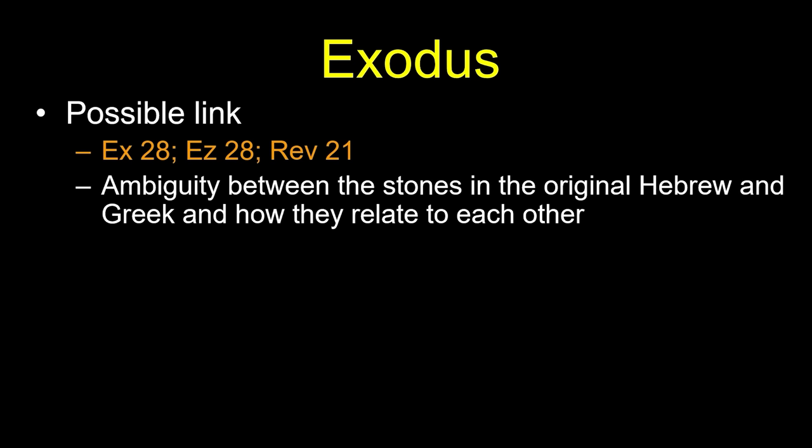And if there's a link there, and I believe there is, at the same time I have found suspect some of the simple little charts that try to relate the King James English translations of those stones, because it turns out there's enormous ambiguity as to which stone in the original Greek and which stone in the original Hebrew relate to one another because of just the evolutionary nature of the gem field.